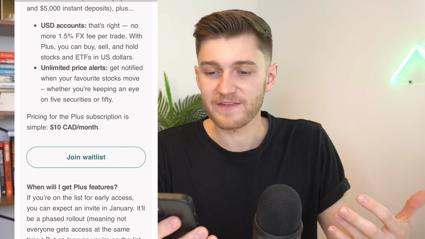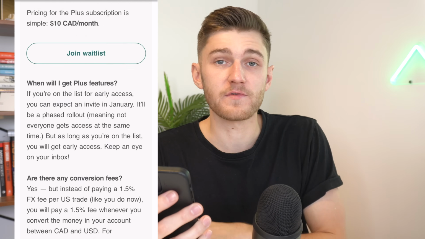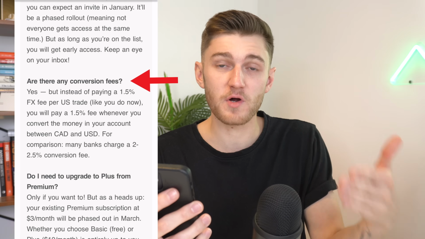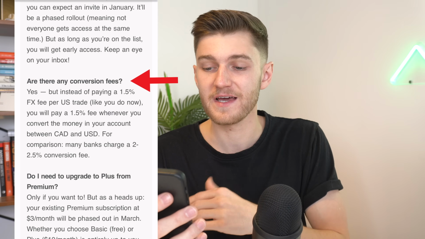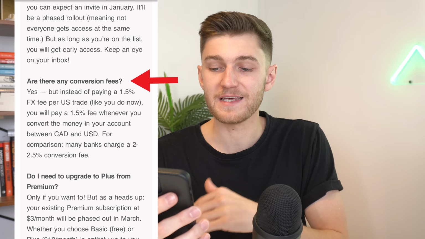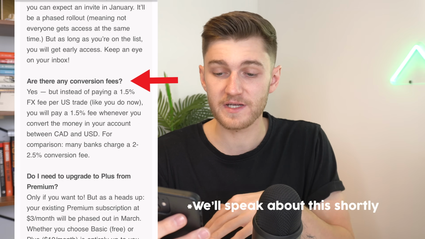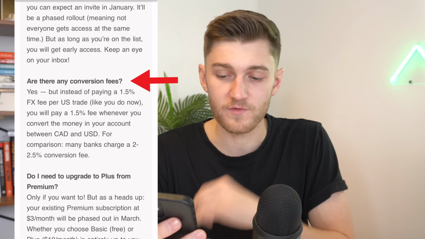And then as we move down the email, I'm going to skip that section right there. And then it says, are there any conversion fees? So yes, but instead of paying a 1.5% FX fee per US trade like you do now, you will pay a 1.5% fee whenever you convert the money in your account between Canadian and US dollars. I'm assuming vice versa here. For comparison, many banks charge a 2 to 2.5% conversion fee.